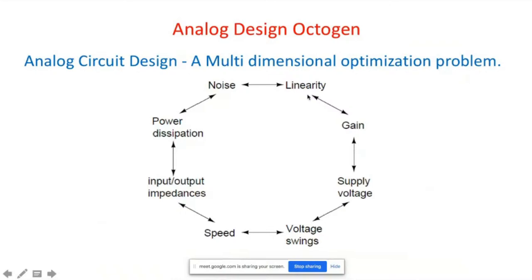So if I say that you are dealing with the supply voltage, you are reducing supply voltage means swing reduces, and that also affects the speed and then input output impedance. And this also is connected diagonally, that is, if I reduce for speed, then my power dissipation also matters, noise and linearity. So that means it is connected as a chain. That is why we call it an optimization problem. So we have to address each one of the parameters, and looking at the particular applications, we can always have a trade-off of some of the parameters over the others.